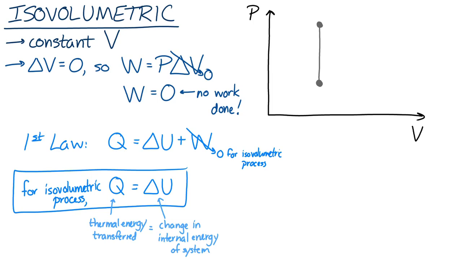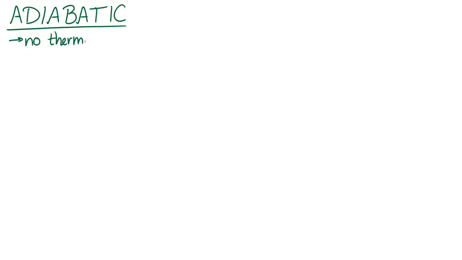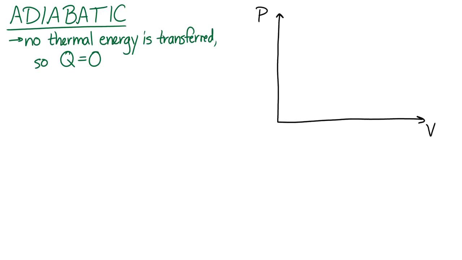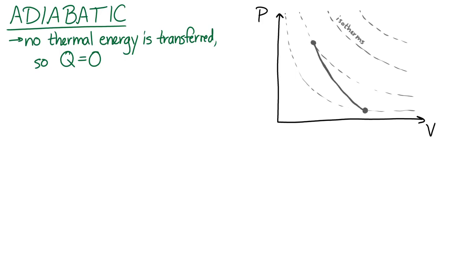All right. And the last type of process we'll look at is adiabatic. An adiabatic process is one where no thermal energy is transferred. So Q is equal to zero. Now on the PV diagram, it's a little bit tricky. So I'm going to draw in the isotherms. An adiabatic process looks a little bit like an isothermal process, but it doesn't follow an isotherm. It follows a different kind of curve.